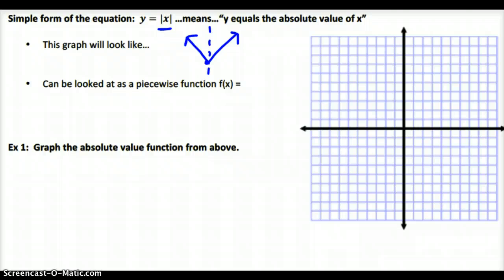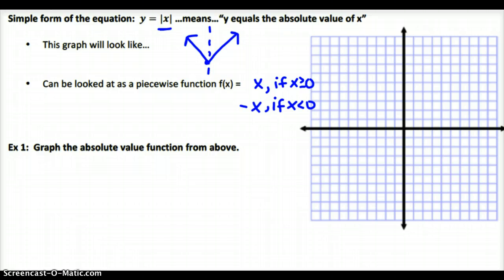Now the absolute value function can be looked at as a piecewise function, where the function is just f of x equals x if x is greater than or equal to 0. Right? So if you put a positive number into the absolute value function, it just comes out the exact same. However, if you put a negative number in, so if x is less than 0, then we tack on a negative.